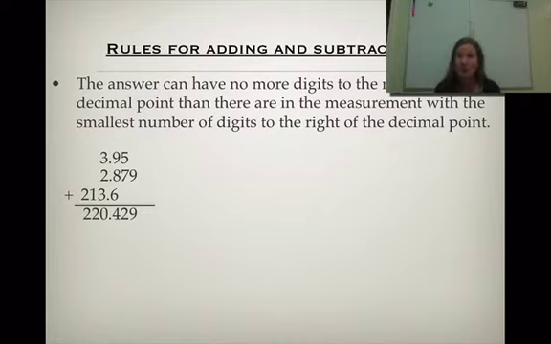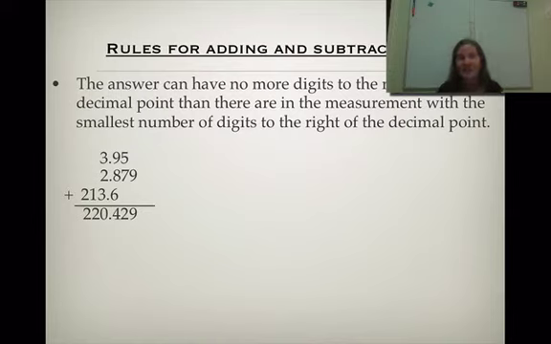But that is not reported correctly. I need to round my final answer based on the least precise measurement that I just used for the addition. In this case, I know the 3.95 to the hundredths. I know the 2.879 to the thousandths, maybe? I never know if that's right. And I know the 2.39 only to the tenths, in which case I would round to the tenths.